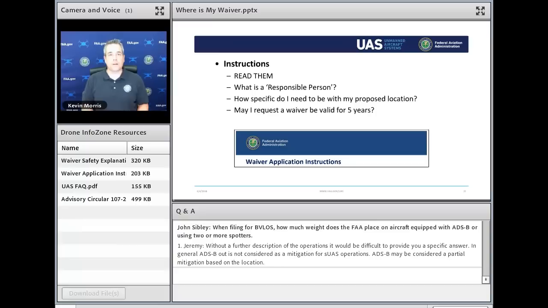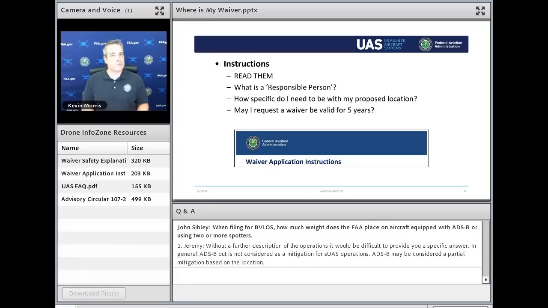Second most important are instructions. And you'd be surprised at how many people just don't simply read the instructions. So why would the instructions be so important? Well, they're going to answer questions for you such as, what is a responsible person? When the waiver application requests that I put in a responsible person, what does that mean? That's going to be in the application instructions.